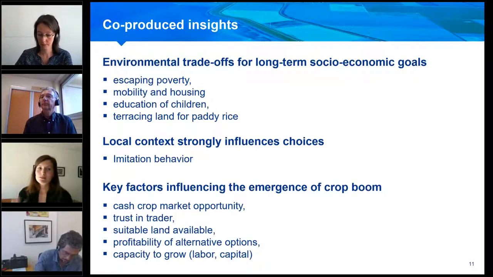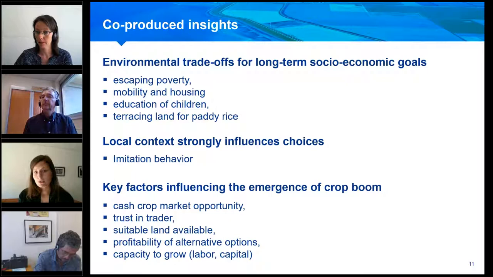So overall, we found out that most of the environmental trade-offs, so these land degradation, deforestation, are kind of invested in order to reach long-term socioeconomic goals, such as escaping poverty, the education of children, or getting to a more secure land use, such as growing paddy rice, that also is less worrisome.